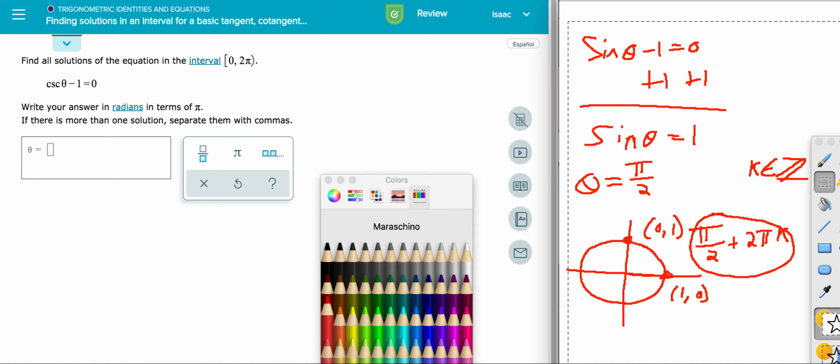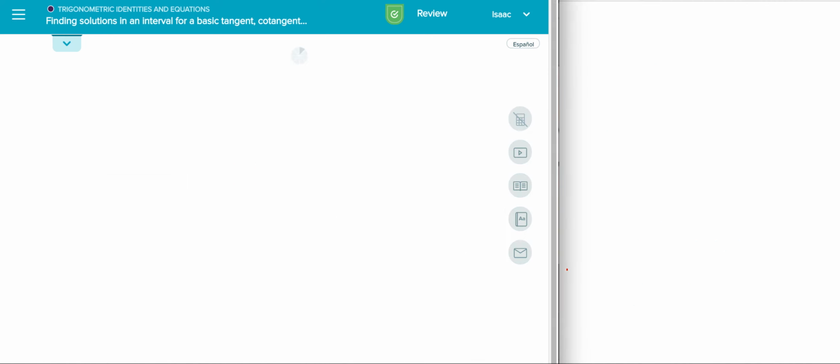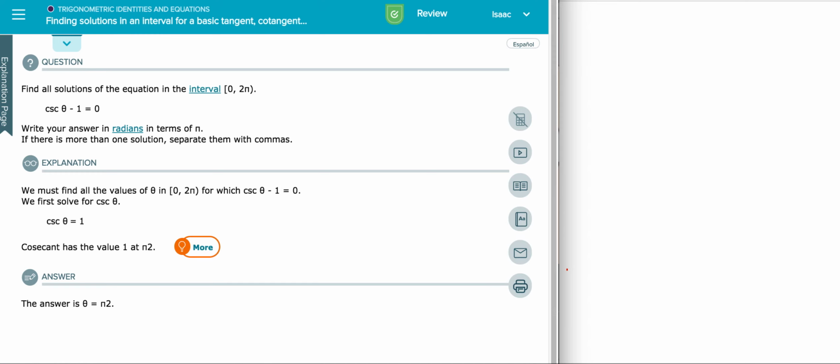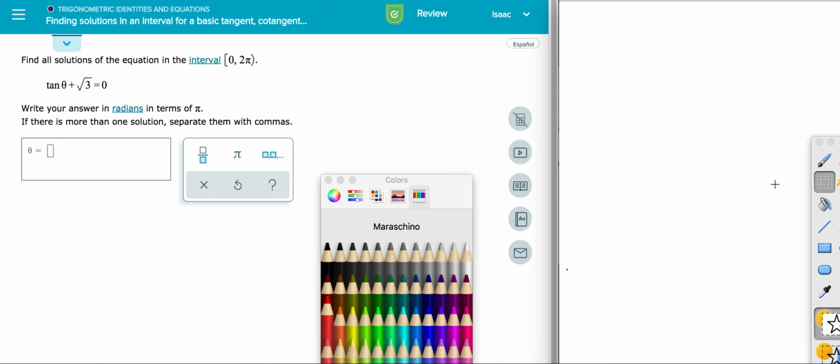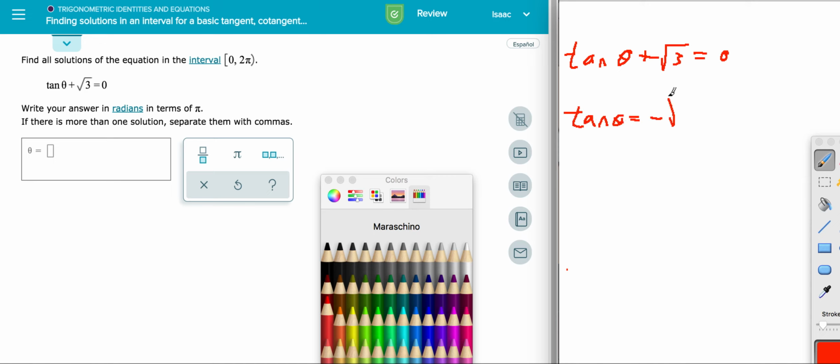So same thing with this next type of one. Let me see if there's another one. That one's really similar. And this one's a little different. So let me do this one real quick. So we got tangent theta plus square root of 3 equals 0. So again, try to get tangent theta by itself. Tangent theta equals negative square root of 3. And then think about the trig ratios that we've practiced that make tangent theta equal negative square root of 3.